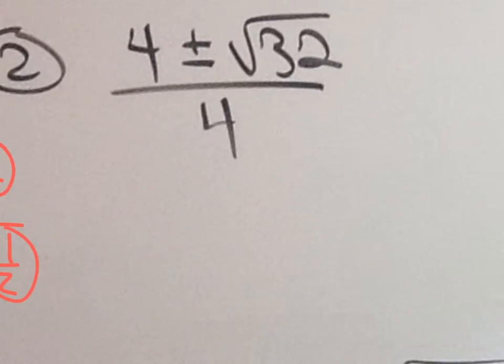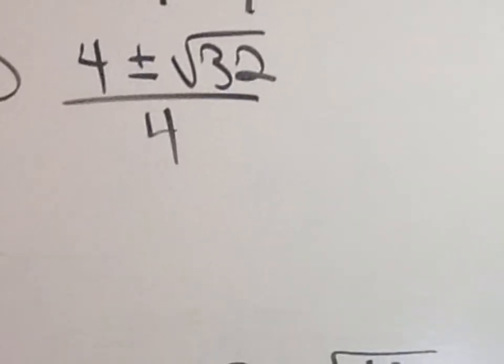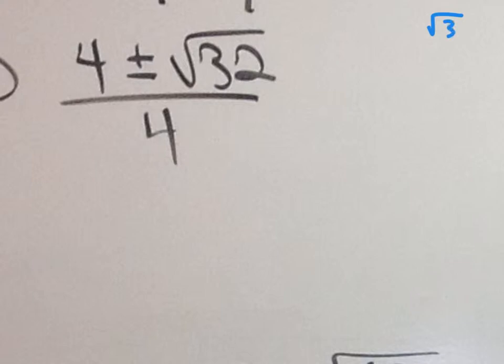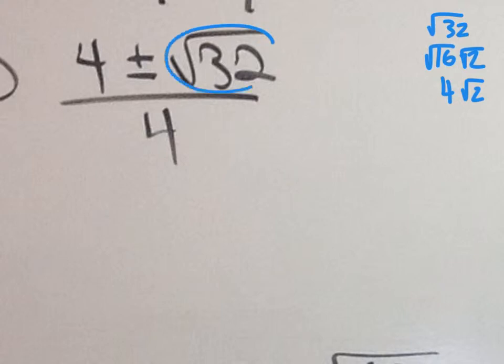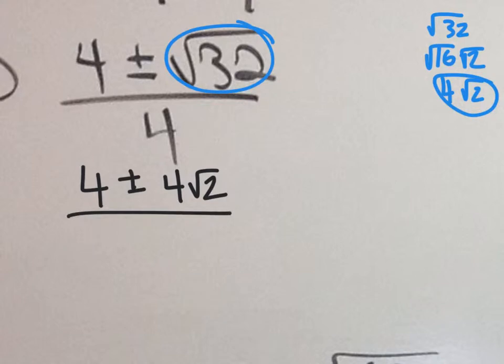Let's move on to this next one. And what I want to do is simplify the square root of 32 right here on the side. The square root of 32 is really 16 times 2. You want to go for the highest perfect square number, and that ends up being 4 square root of 2. So I'm going to replace the square root of 32 with 4 square root of 2. So I'm going to have now 4 plus or minus 4 square root of 2 over 4.